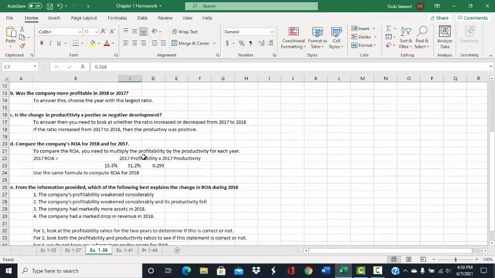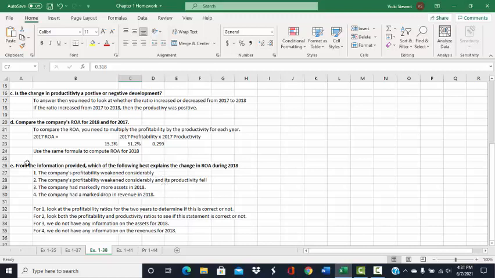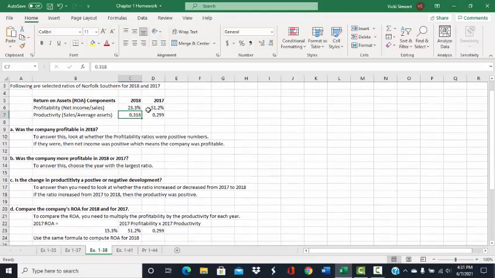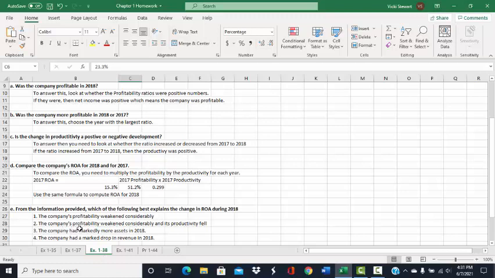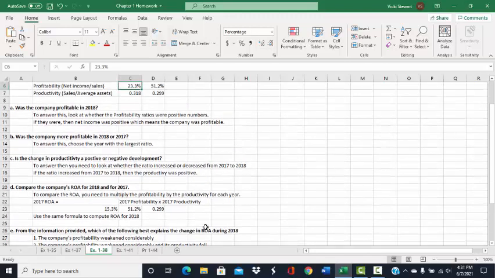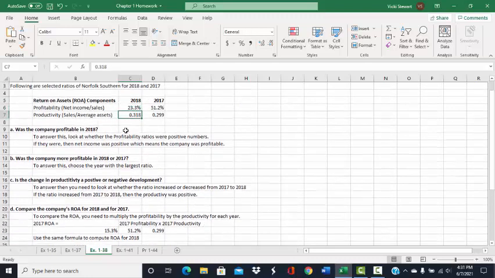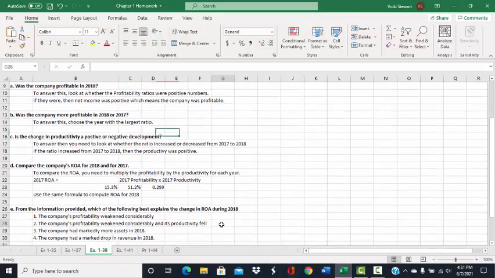The E part states, from the information provided, which of the following best explains the change in return on assets during 2018? So after you calculate return on assets, you'll see what the change is, and then you want to pick from these four choices which one is correct. So the company's profitability weakened considerably. Well, to look at that, you would go back up to the top like we already have and compare these two parts, and we've already said that part is definitely true. For 2, the company's profitability weakened considerably and its productivity fell. Well, yes, the profitability did weaken considerably, but did the productivity fall? No. Remember, it went up slightly, so we know this one is not true.